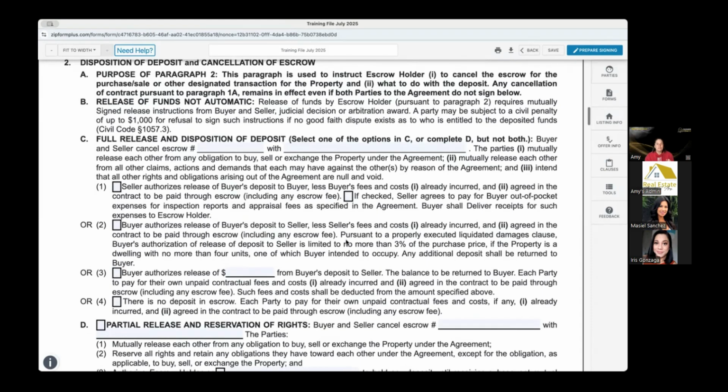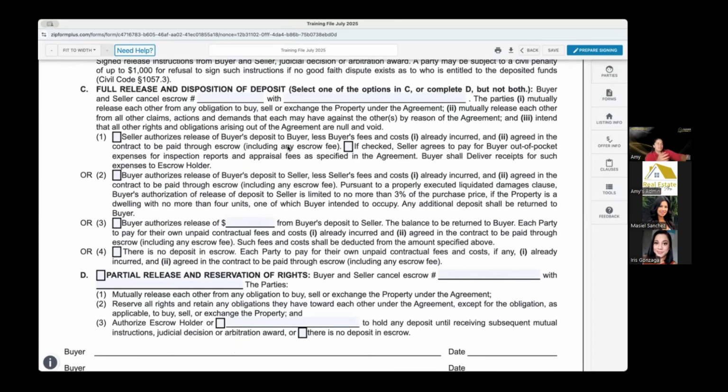C2 is, so this is basically, hey, the deposit's going back to the buyer is C1. C2 is buyer authorizes the release of buyer's deposit to seller, less seller's fees and costs already incurred and agreed to in the contract to be paid through escrow, including any escrow fee pursuant to a properly executed liquidated damage clause. Buyer's authorization of the release of deposit to seller is limited to no more than 3% of the purchase price if the property is a dwelling with no more than 4 units, one of which the buyer intended to occupy. Any additional deposit shall be returned to the buyer, right?